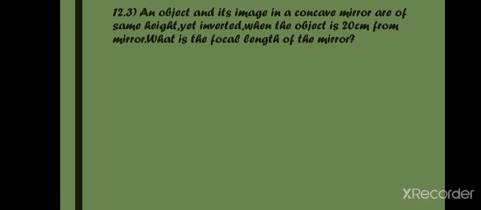12.3. An object and its image in a concave mirror are of same height, yet inverted. When the object is 20 cm from the mirror, what is the focal length of the mirror? Here it is given that hi and h naught are equal. Object is 20 cm from the mirror, so p is given, and f is required.